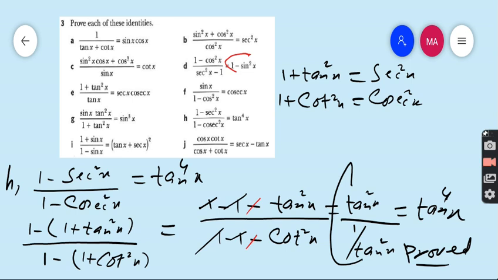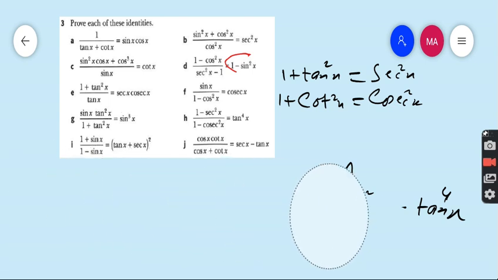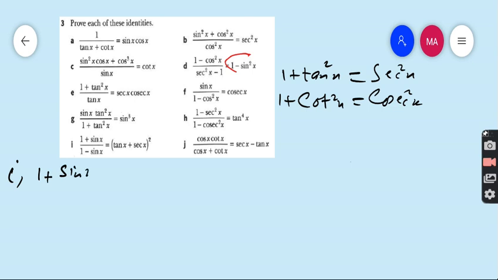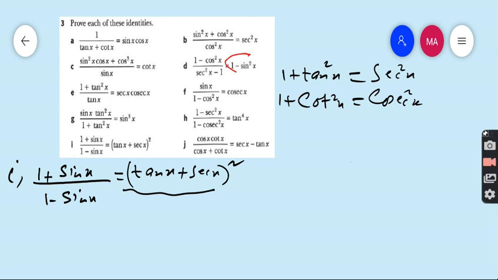Move to part I. Part I is... This time we will take right hand side because it is whole square and apply a plus b whole square formula.